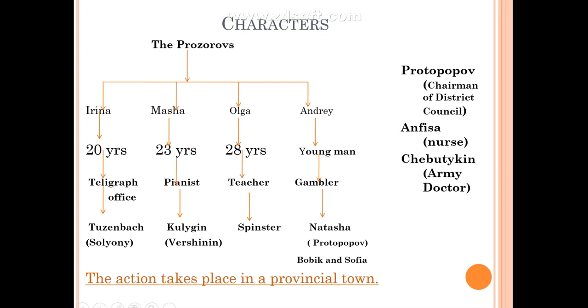And Andrei and Natasha have children, that is Bobik and Sofia. So these are the characters, and the action of the play takes place in a provincial town. Protopov is the chairman of the district council in that town. Anfisa is the nurse. She is the 80 years old nurse in the Prozorov's family. Chubitikin is the army doctor. So the student's friend, these characters are helpful to understand the play in a better way.